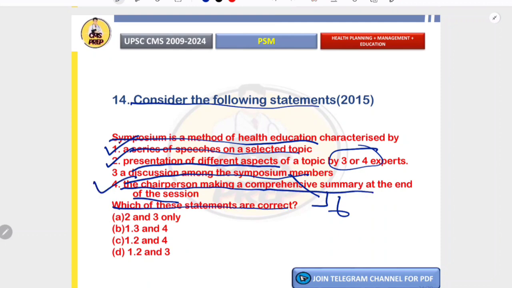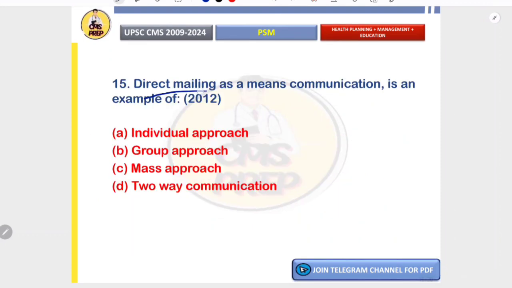Which of the following statements is correct? So the correct statement is 1, 2 and 4. Direct mailing as a means of communication is an example of individual approach. It is incorrect. Why? Because individual approach would involve two-way personal interaction.